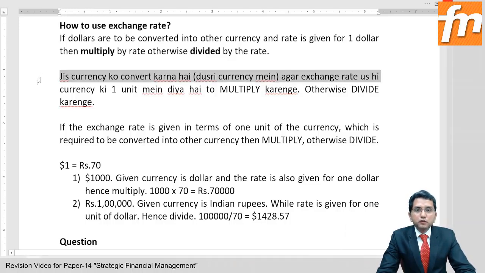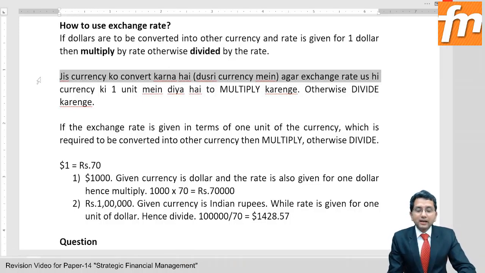If you allow me to speak a little bit of Hindi, the same concept which I have just delivered, I'll repeat it in Hindi just to have a flavor of this concept.